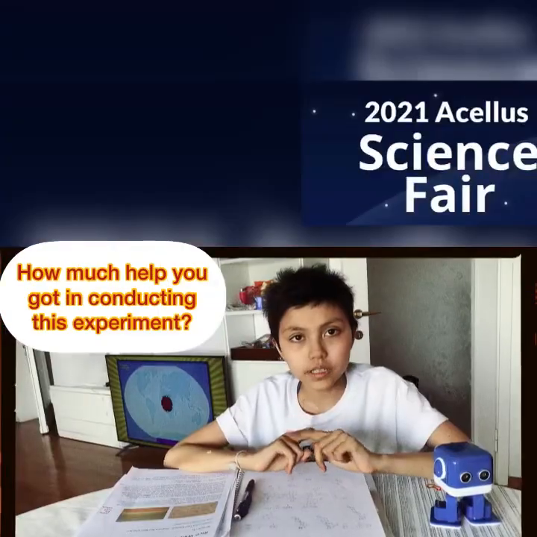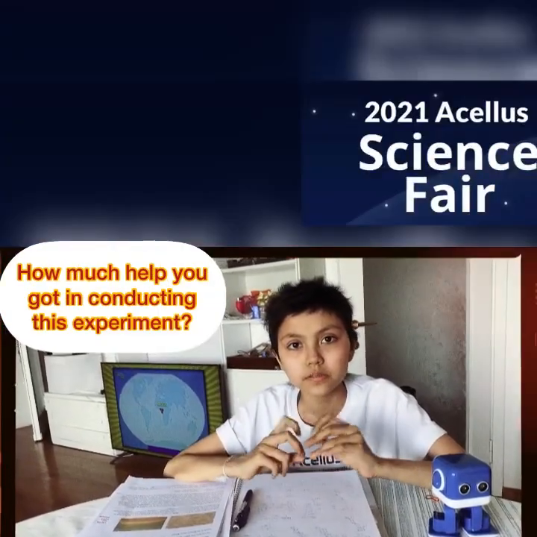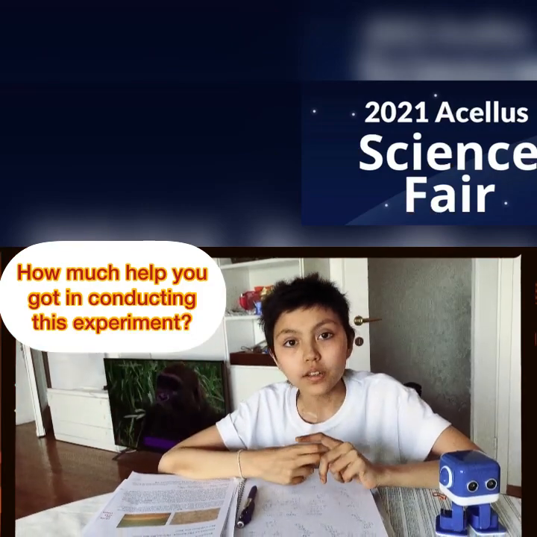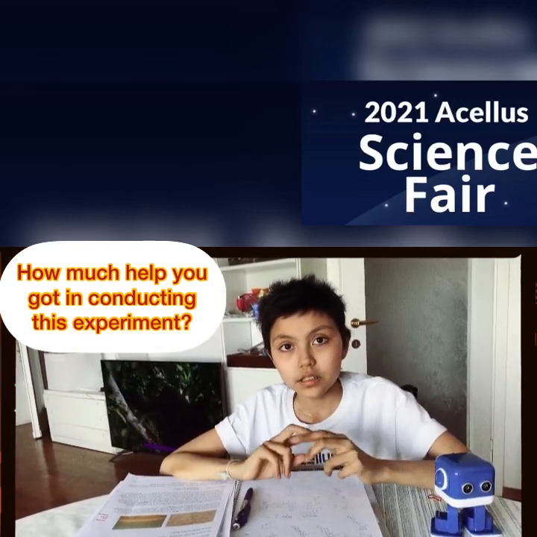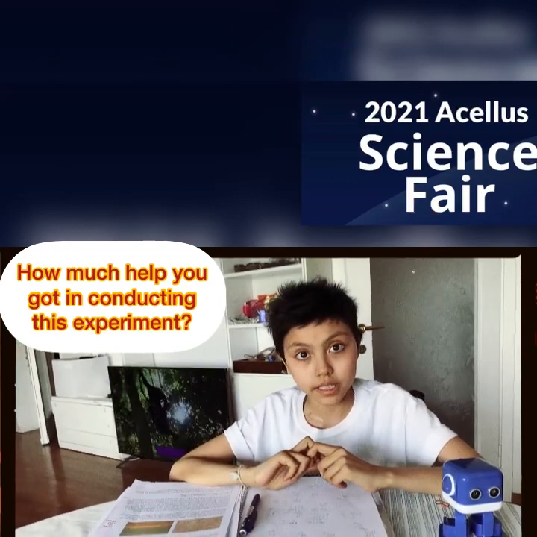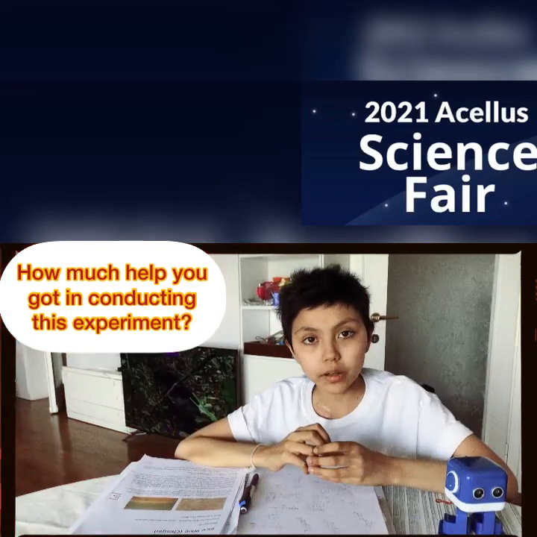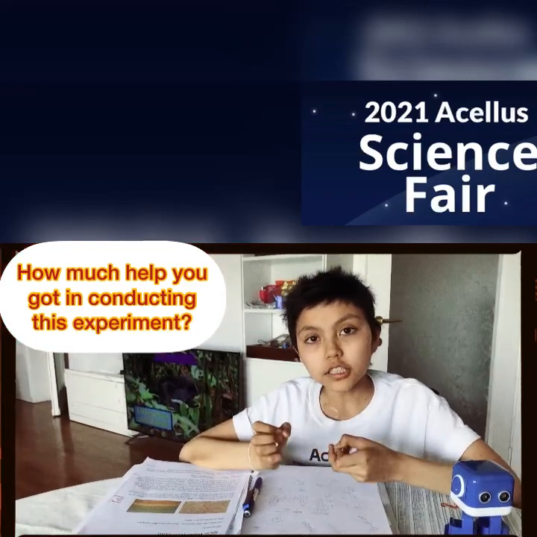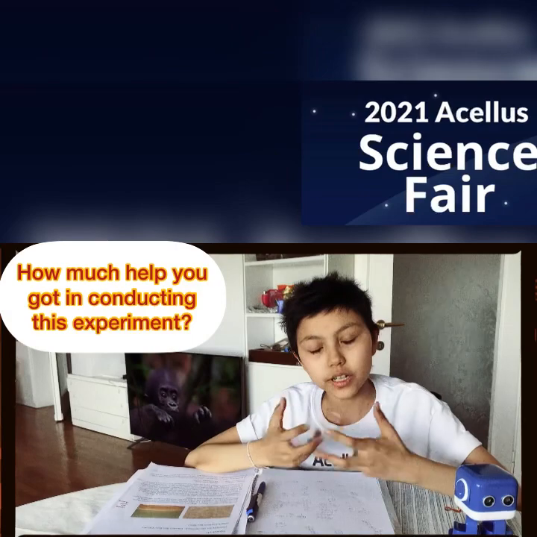1. There were some things that I wasn't able to physically do, so I needed the help of my mother. 2. I did discussions with my parents to get their scientific advice. 3. I rewatched videos from Acellus that are related to my experiment to make sure that I got it right.